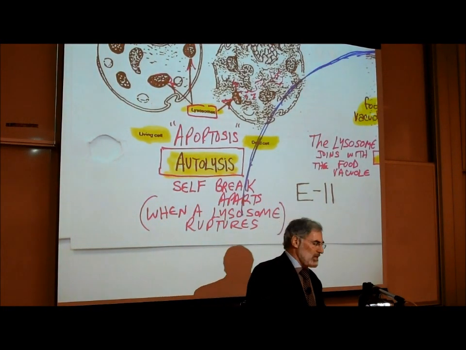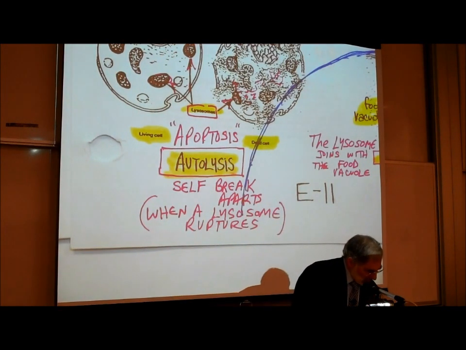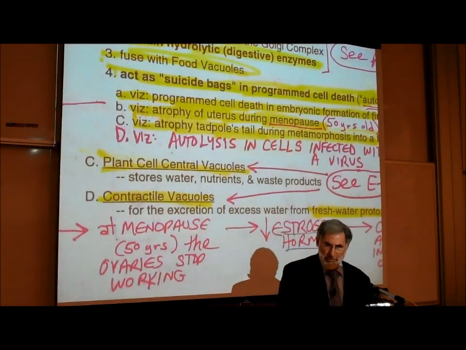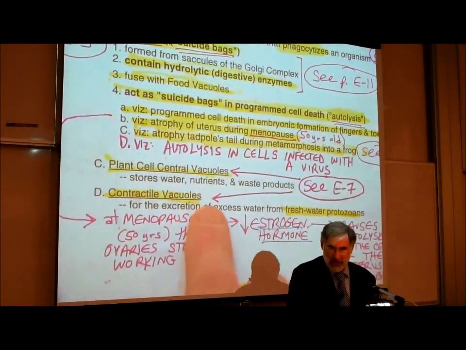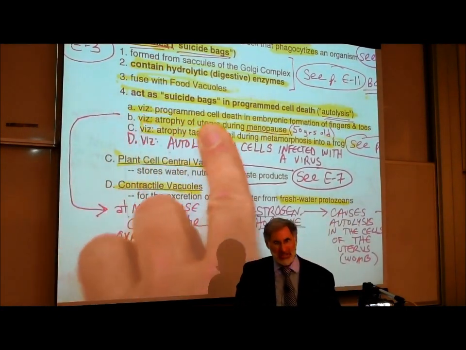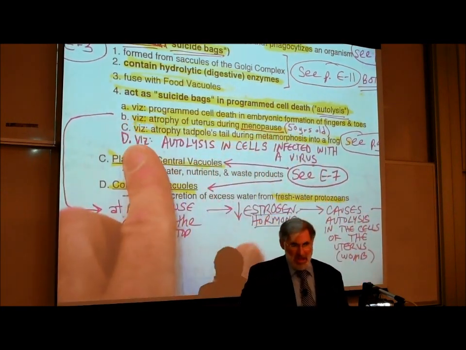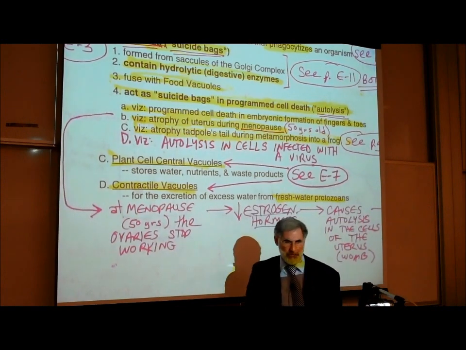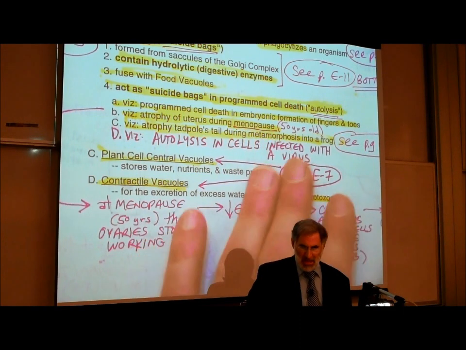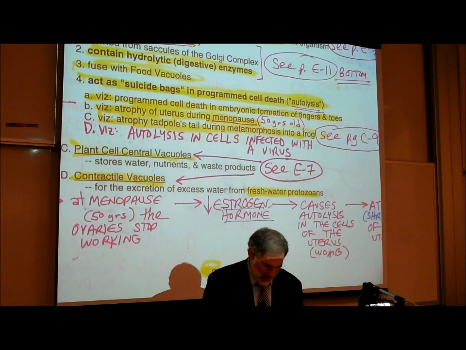Now, I want to give you a few examples of when lysosomes actually rupture, causing the cell to break apart. So let's return back to page E3. And back on page E3, under lysosomes, we wrote that the lysosomes can act as suicide bags in programmed cell death or autolysis. And I gave you 3 examples. I'm actually going to give you 4. Okay, the first example I wrote is programmed cell death in the embryonic formation of fingers and toes. And our first thought is, what does that mean?